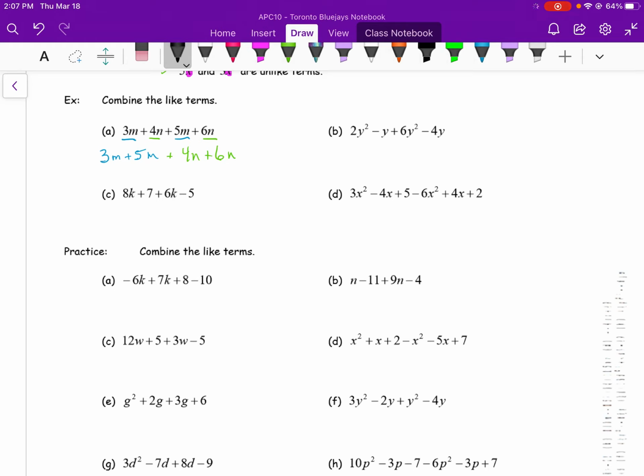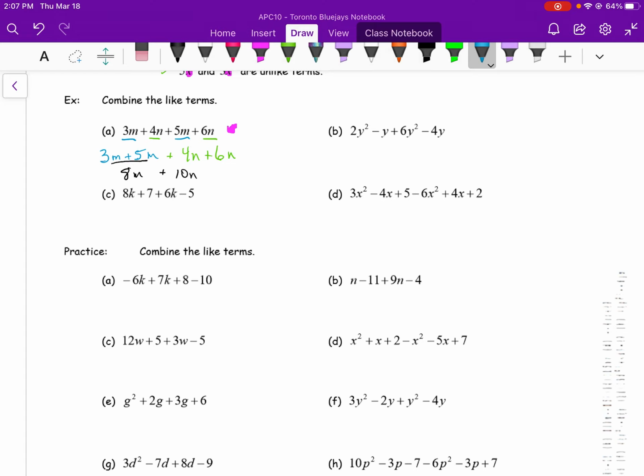I'm in a much better position. 3m plus 5m is 8m. I've combined these two terms, plus 4n plus 6n is 10n. So when I combine my like terms in this example, I can simplify. We call this simplifying when we combine like terms. The above expression now can be written as 8m plus 10n. Fair enough. Moving on to the next example.